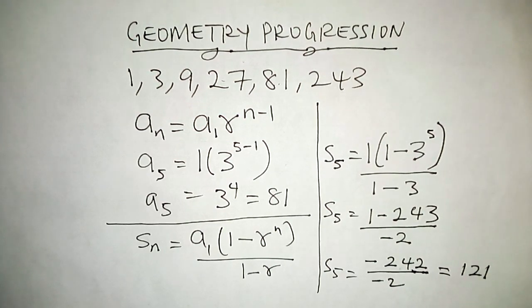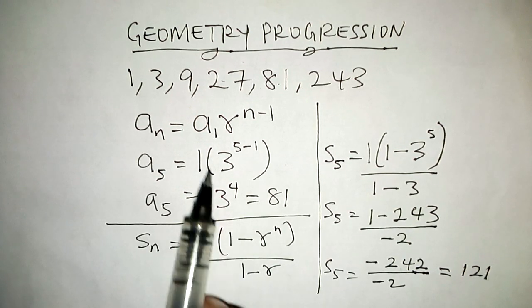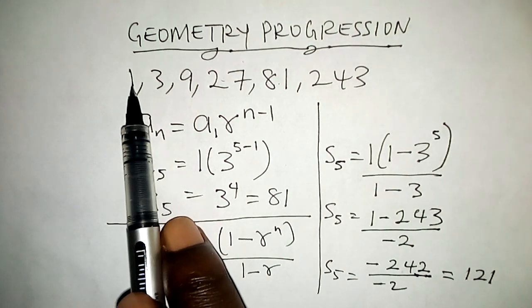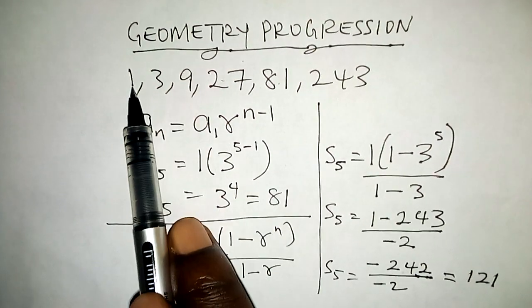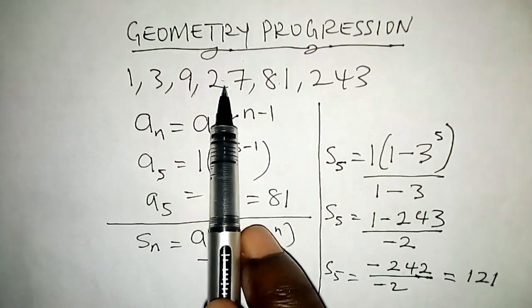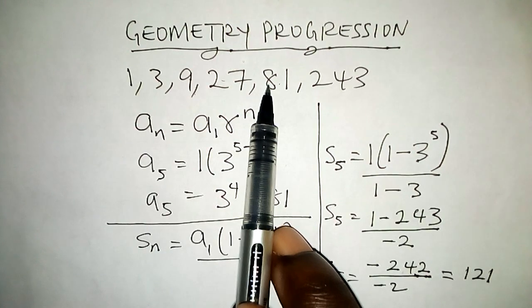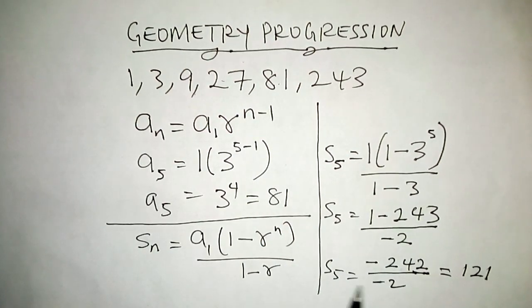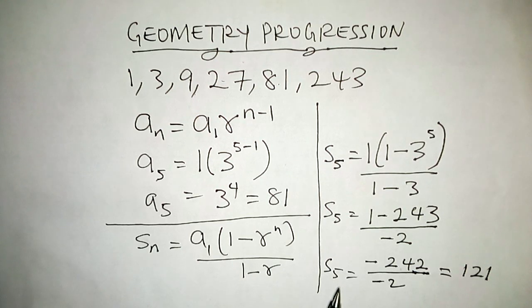121. Now to prove that the sum of the first 5 terms is actually 121, if you sum up these first 5 terms, 1, 3, 9, 27, 81, it will give you 121. So do well to do the summation yourself and confirm the answer.